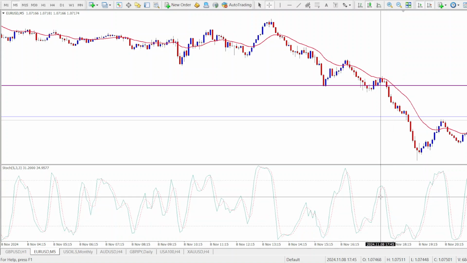And as always, take your time to practice this strategy on a demo account first. Scalping can be tricky, especially with the quick decision making required, so make sure you are comfortable before going live.